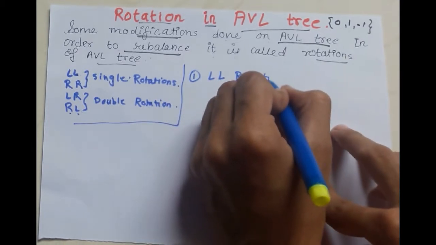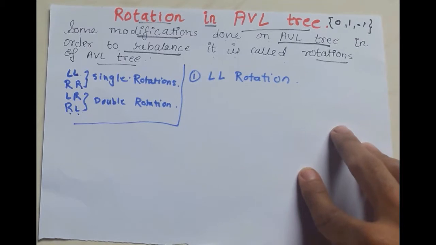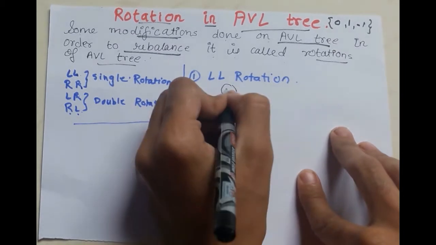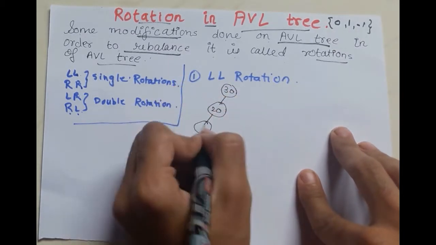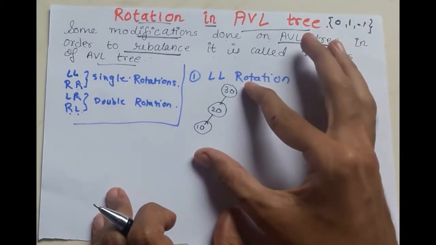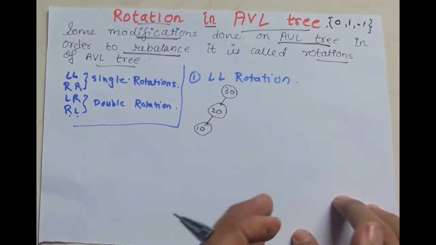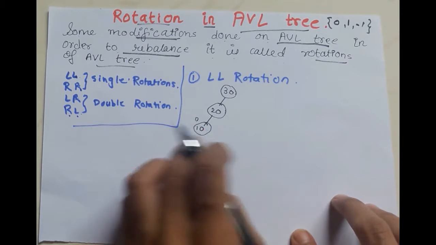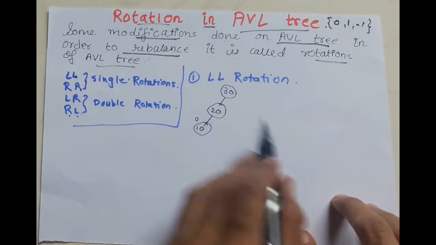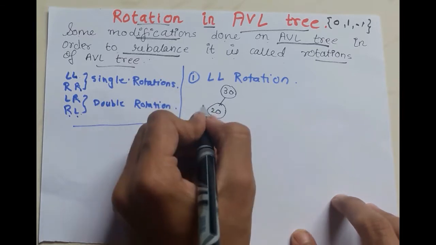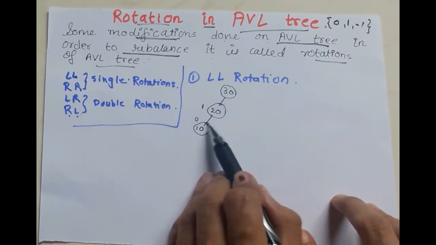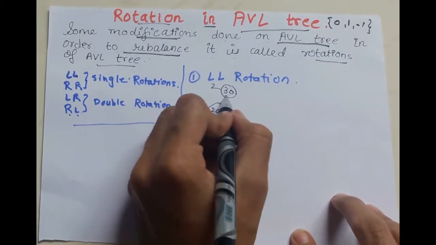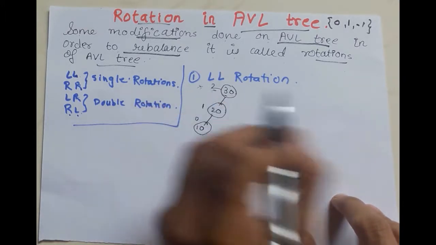LL rotation. Now consider this tree. Suppose this is the tree given to you. Now the first thing you will do is check the balance factor for each node. So balance factor for node 10 is 0 because 0 minus 0 is 0. Balance factor for 20 is 1 minus 0, that is 1. And for 30 it is 2 minus 0. So 2. So you can see that node 30 has balance factor 2, which is not acceptable, isn't it?